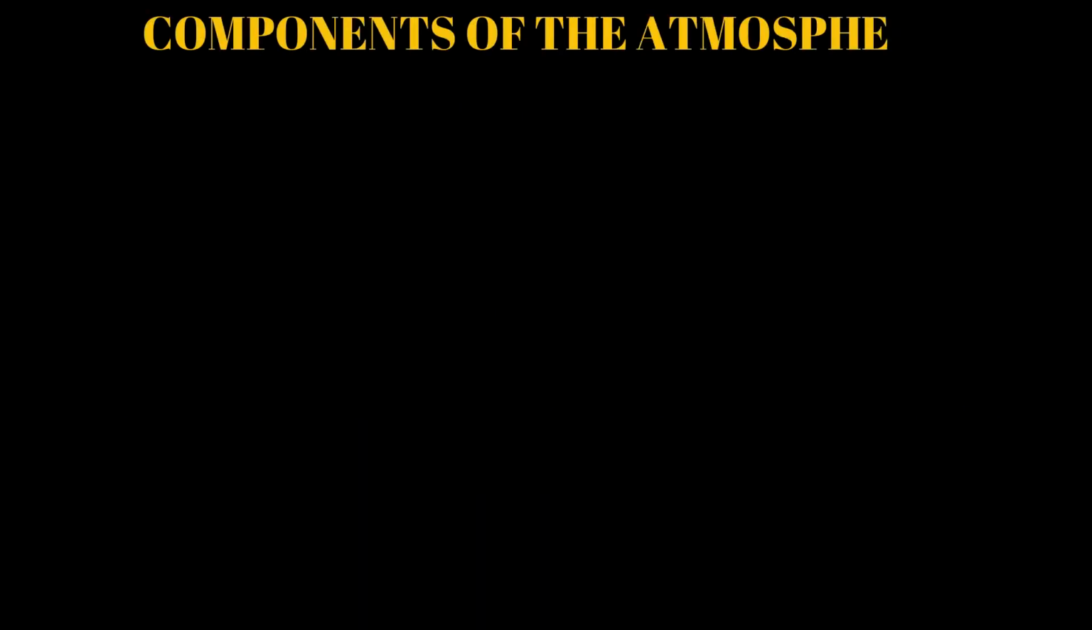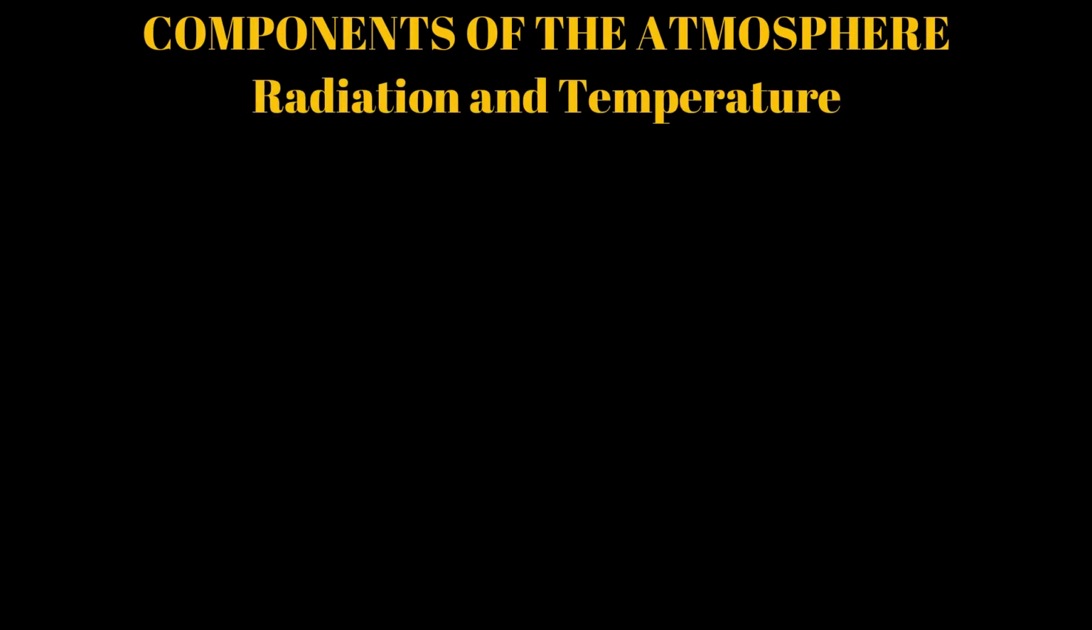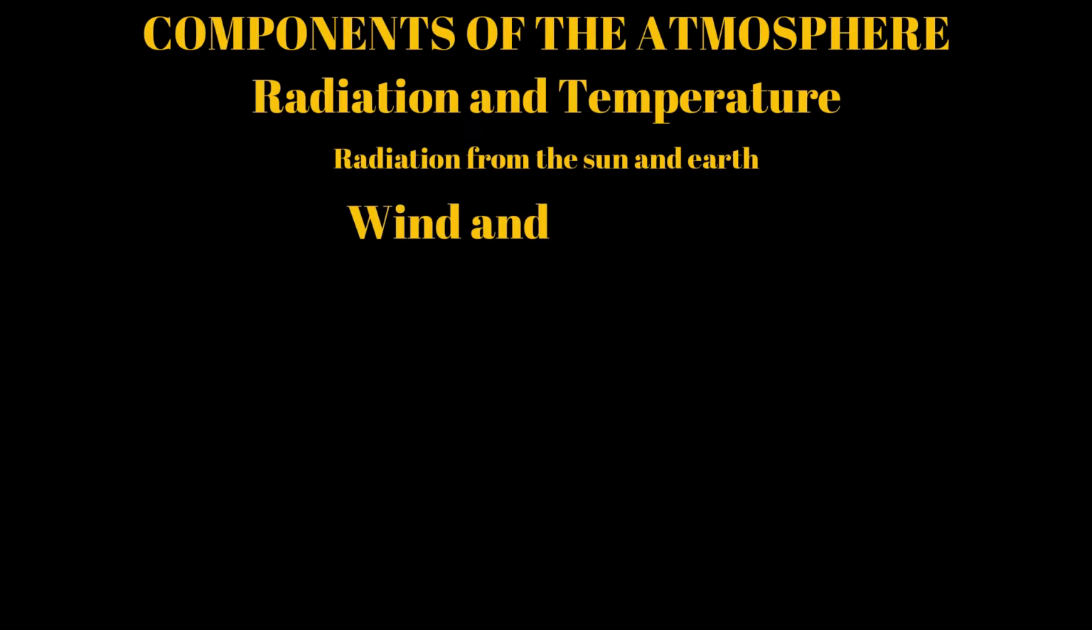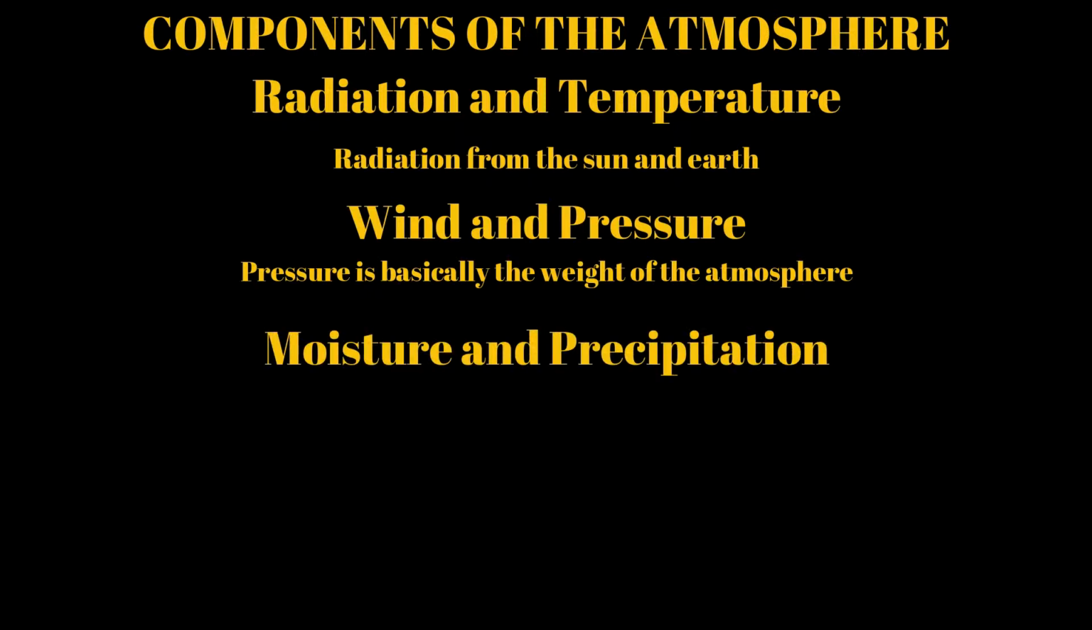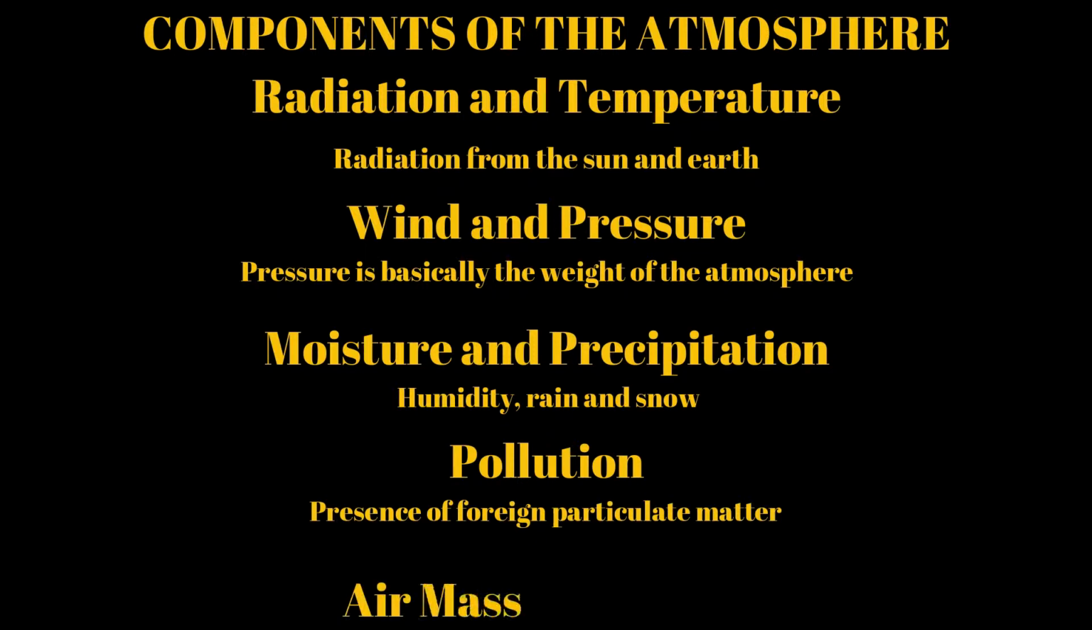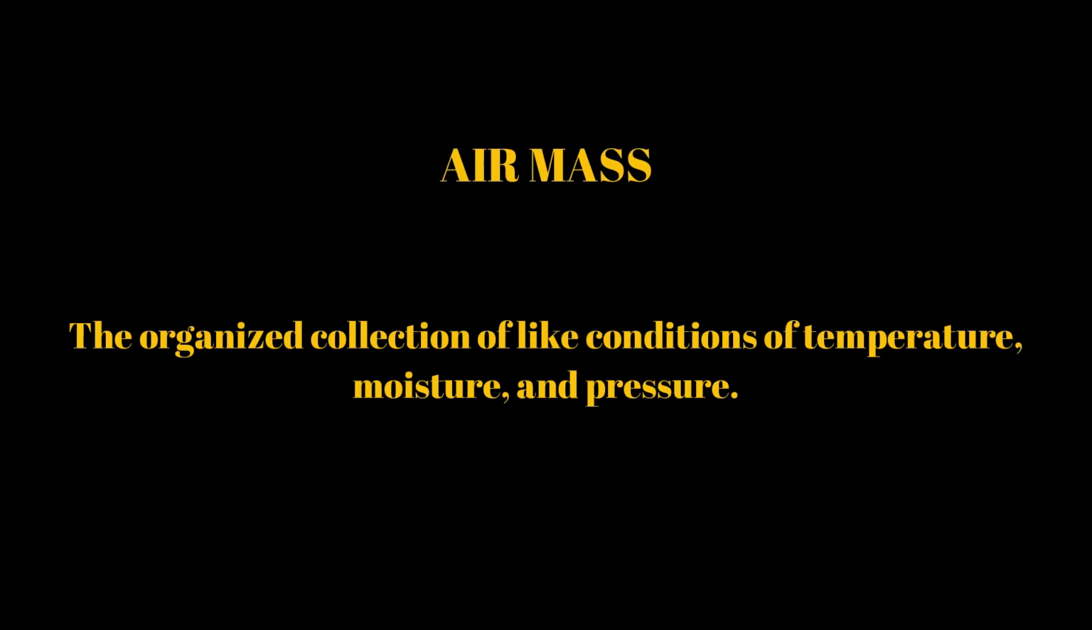There are 5 components of the atmosphere: radiation and temperature. Radiation is usually from the sun, or it could be from the earth itself. Winds and pressure. Pressure basically is the weight of the atmosphere. Moisture and precipitation. Pollution. And air mass movement. An air mass is an organized collection of like conditions of temperature, moisture, and pressure.